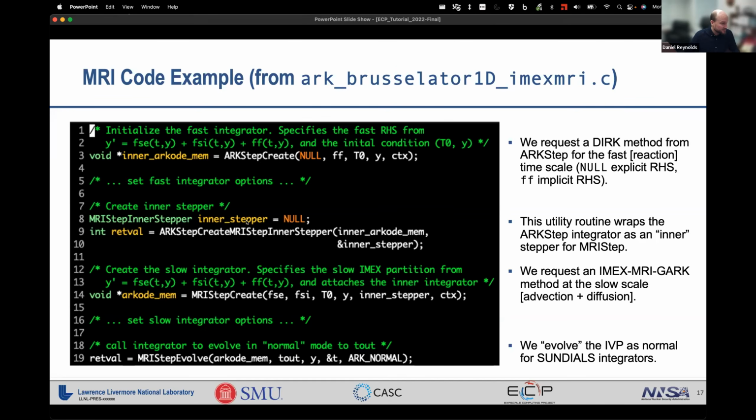After you have this inner stepper constructed, now you create the MRIStep overall multi-rate module. You tell it how to do the slow time scale. Here's the explicit and implicit components at the slow time scale, the initial condition for the slow time scale. And you hand it the integrator you want to use for fast time scale subproblems. Then, of course, you set that up appropriately. Here would be the nonlinear solver stuff you'd like to use for the slow implicit solves, that sort of thing. And after everything's all configured, you evolve like normal. And so we evolve up to some time tout. And we're going to do normal mode, so we take internal steps until we pass tout, and then we're going to interpolate, that sort of thing, like all the other SUNDIALS time integration.